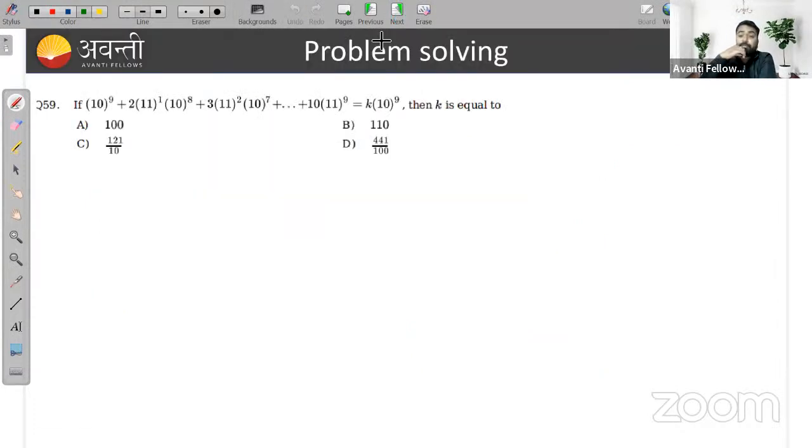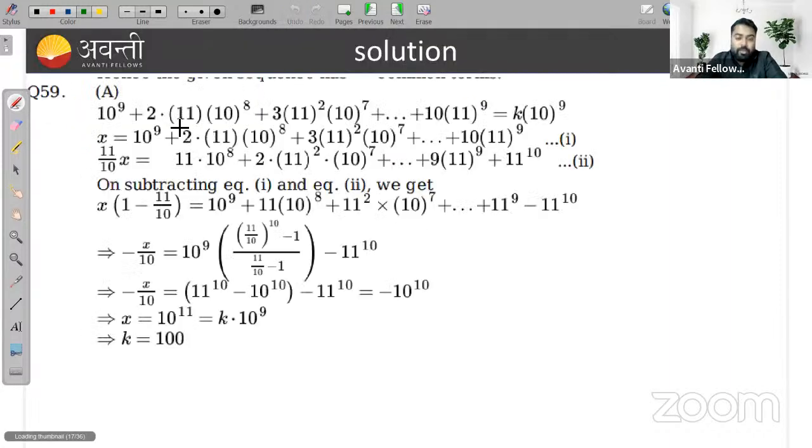Okay, here you have a question from sequence and series. So to solve such type of equations, what should you do? Let's see. You have 10 to the power 9 plus 2 into 11 to the power 1. Actually, there are so many methods to find the sum of a series, so if I teach all of that, it will take a lot of time. So I'm just discussing the solution with you. Okay. So 10 to the power 9 plus 2 into 11 into 10 to the power 8, this series is given equal to k into 10 to the power 9, and you have to find the value of k. So let's see what the solution is.